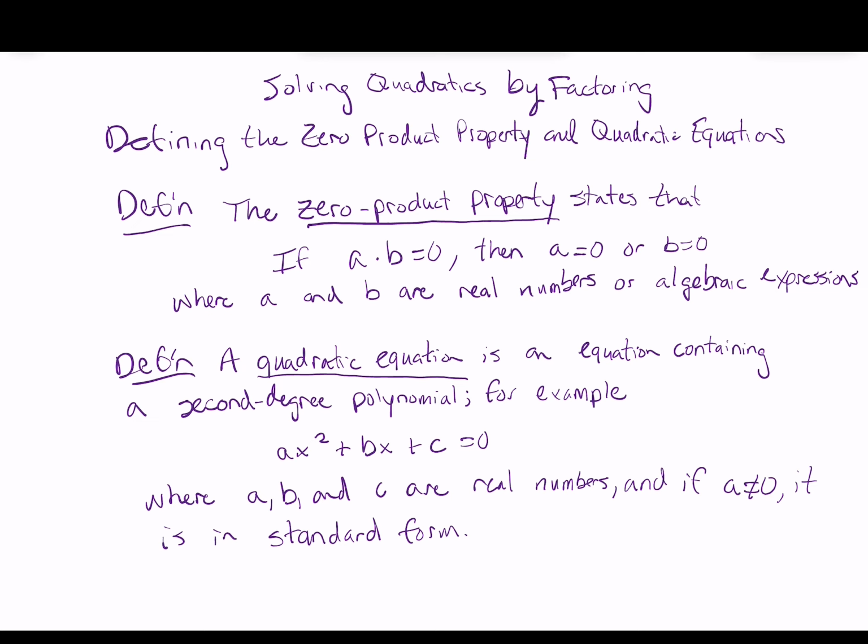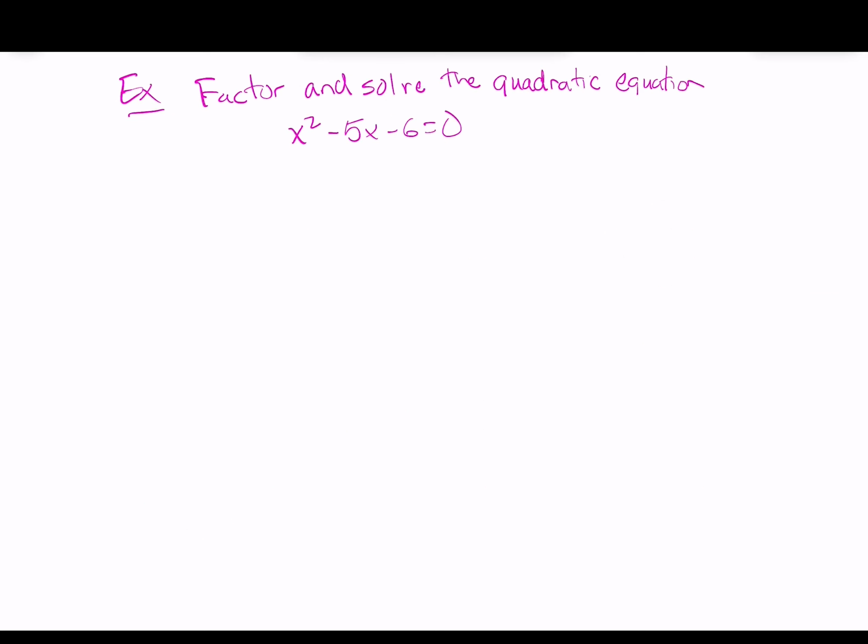Let's try an example. Let's factor and solve the quadratic equation x squared minus 5x minus 6 equal to 0. So how would we factor this expression on the left-hand side? Well, we need to look for factors of -6, and then we need to look at their sums.